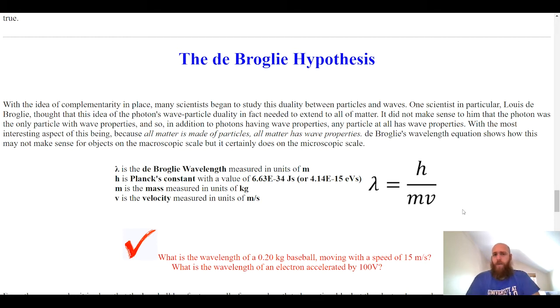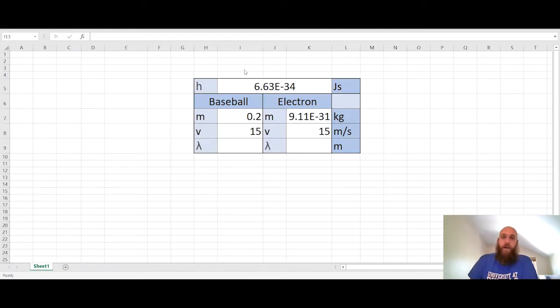So let's see what de Broglie's talking about. Let's try to calculate two special cases for this wavelength. Let's do one for something macroscopic, like a baseball moving with some velocity, and then let's do one for an electron, something much more microscopic, and see how those wavelengths actually compare. I built a table in Excel to compare these values. I've got Planck's constant quoted at the top, and I've got my information for the baseball. It's going to have a mass of 0.2 kilograms and a speed of 15 meters per second. And then I've got the electron stuff, the electron's mass, and I gave it the same speed just so we could compare those two values.